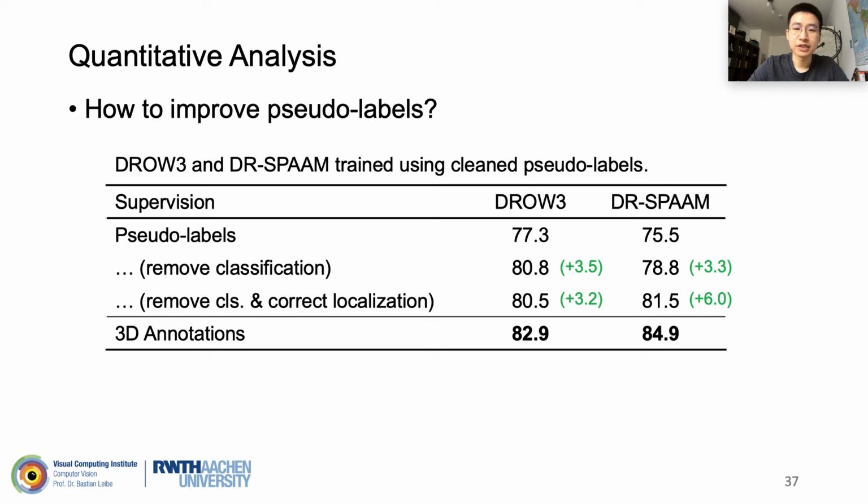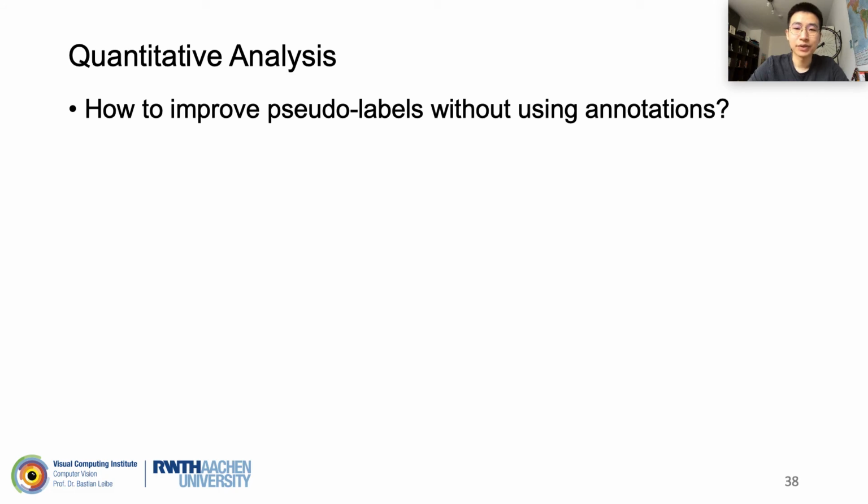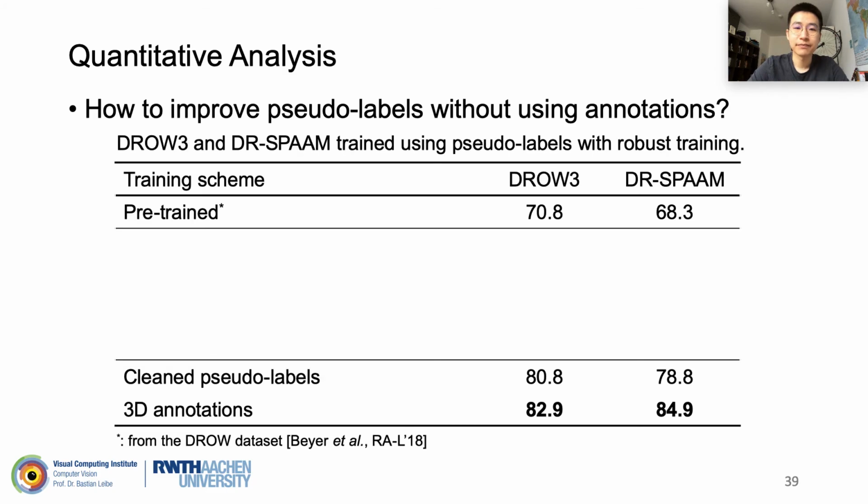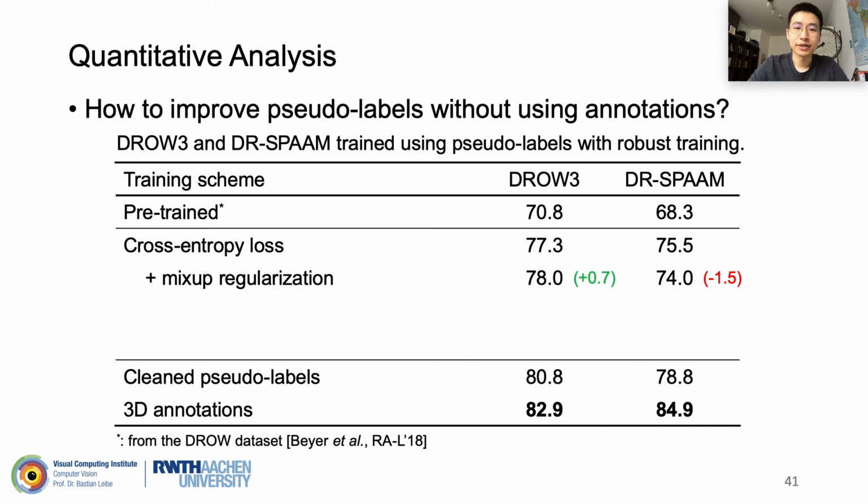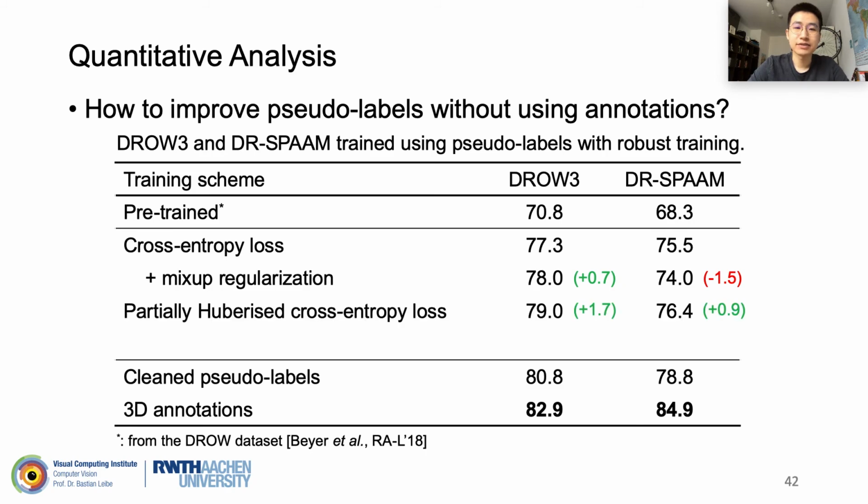The remaining gap to annotation is due to reduced diversity in training examples. Of course, during deployment, we don't have annotations to clean pseudolabels, but we can use robust training to limit the influence of labeling noise. Vanilla DROW3 and DR-SPAAM are trained with cross-entropy loss. Adding mix-up regularization gave us mixed results, but the changes are small. Partially Huberized cross-entropy loss gave consistent improvement for both detectors. Combining both techniques also gave improvements to both detectors. So these numbers show that by combining pseudolabels and robust training, we can get detectors that are almost as good as using clean pseudolabels without using any annotations, and they are much better than the pre-trained ones.